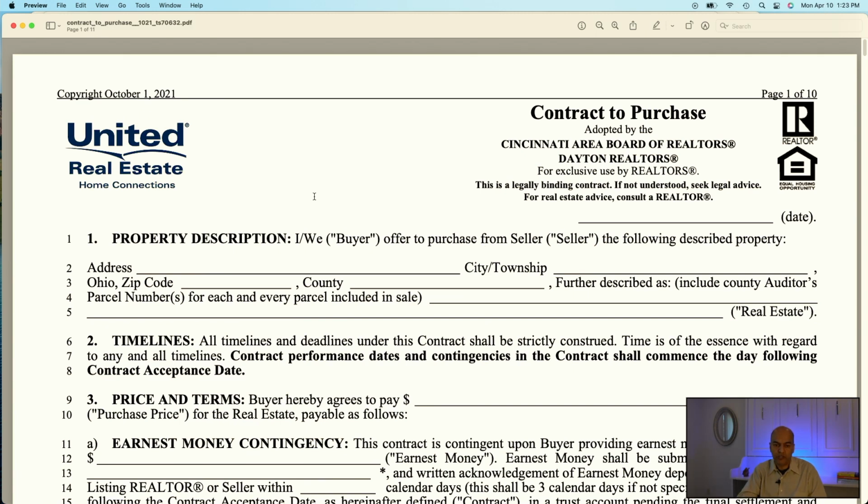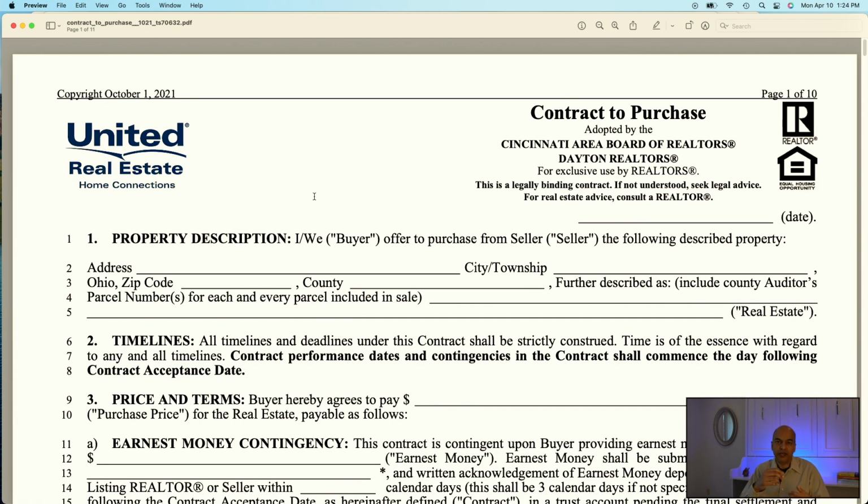Paragraph 1, property description. Basically, this is where you put in the address of the property. If you have information like the parcel number, it's helpful to add that in there. Number 2 talks about timelines. Basically, any timeline that you have in this contract, you need to pay attention to, you need to adhere to. Specifically, things like closing date, inspection date, response due from the seller for inspection repair requests, those type of dates. You miss any of those dates, you lose some rights in there, especially in the case of the buyer.